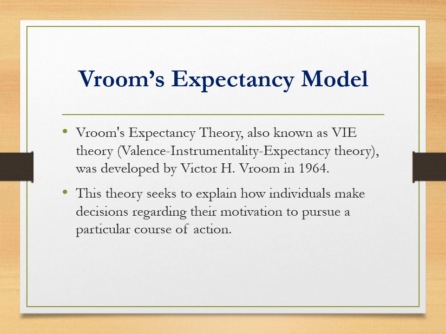Vroom's expectancy model of motivation. Vroom's expectancy theory, also known as VIE theory, valence, instrumentality, and expectancy theory, was developed by Victor H. Vroom in 1964. This theory seeks to explain how individuals make decisions regarding their motivation to pursue a particular course of action.